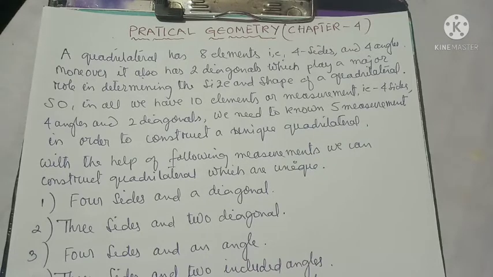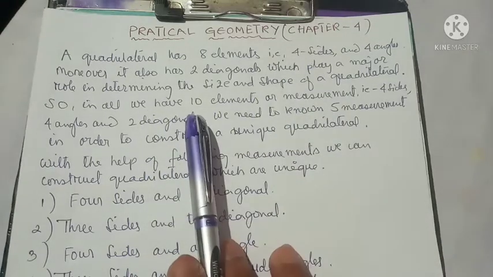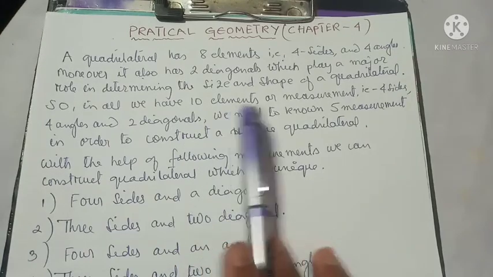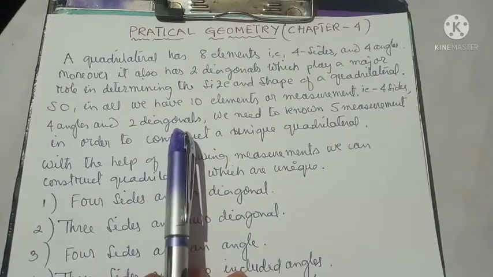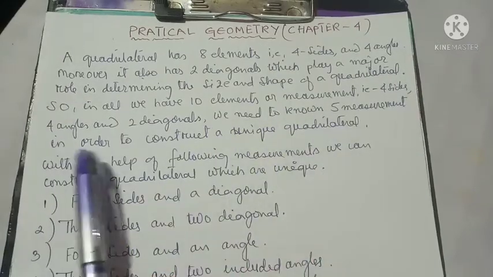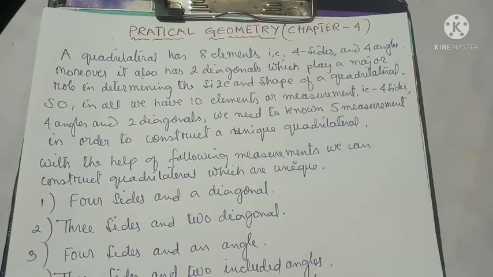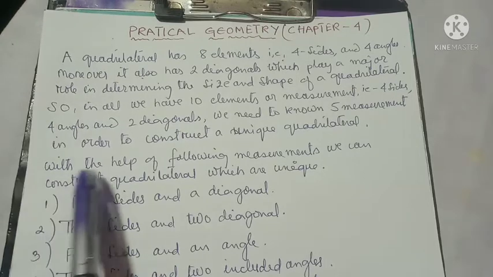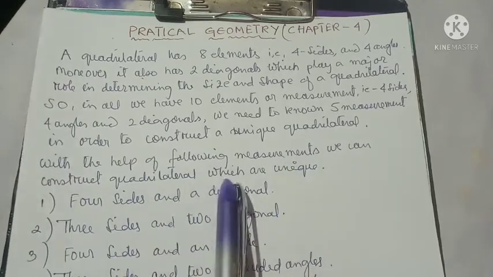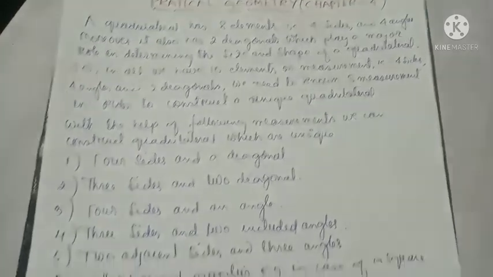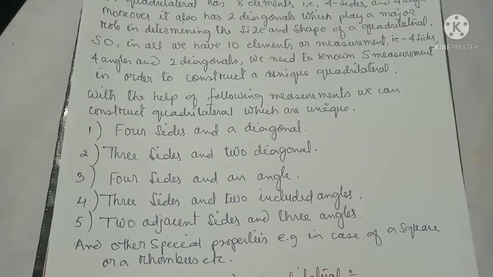So, in all, we have 10 elements or measurements. Including the diagonals, there are 10 elements for quadrilaterals. That is 4 sides, 4 angles, and 2 diagonals. We have 10 elements, but we need to know only 5 measurements in order to construct a unique quadrilateral. With the help of the following measurements, we can construct quadrilaterals which are unique.